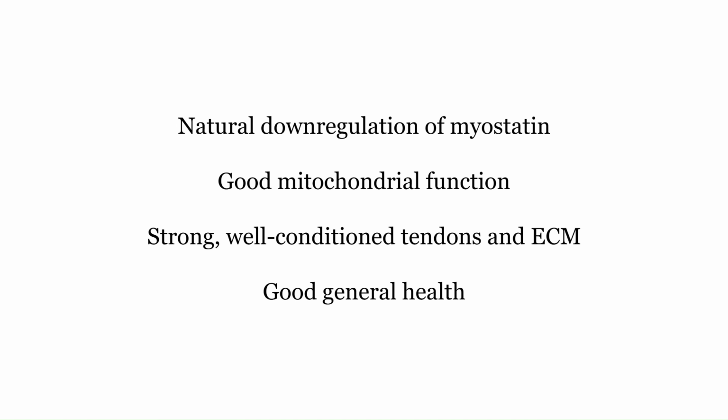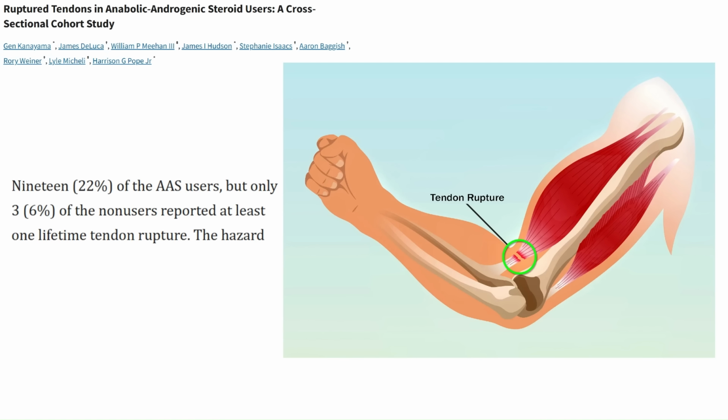So the ideal situation, in my opinion, would be naturally downregulated myostatin, a reasonable amount, not a super physiological amount, in the context of good mitochondrial function, so there's plenty of energy available, strong, well-conditioned tendons and extracellular matrix, because these tissues adapt more slowly than muscles, and that is why you see guys on steroids getting injured a lot, because their muscles have grown too fast. They're too strong for what their body can actually handle. Their tendons and connective tissue just can't keep up, so they break.